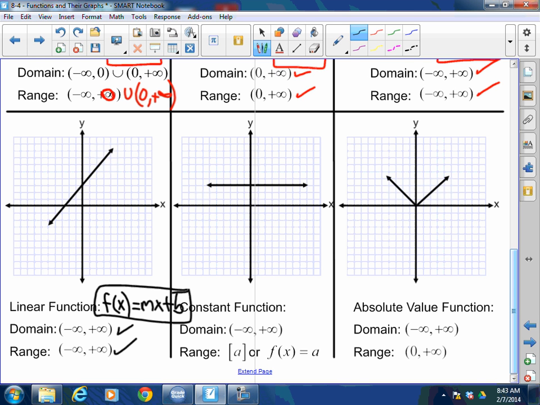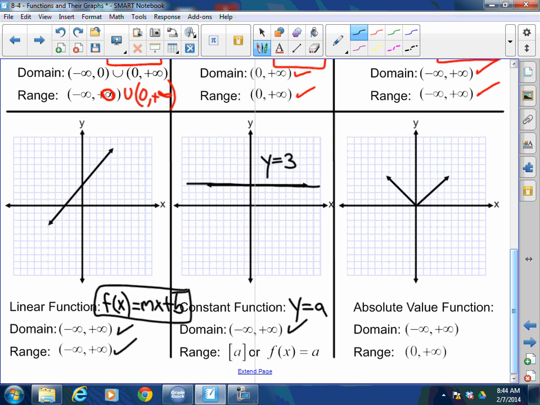Constant function. This is a y equals a equation, where a is the point that it's going through. Remember, this is when the slope is 0. It's going right through here, so this equation would be y equals 3. You guys remember that? This is a constant function. My domain, it goes to the left and right forever. There's no restrictions. So my domain is negative infinity to positive infinity, all real numbers.